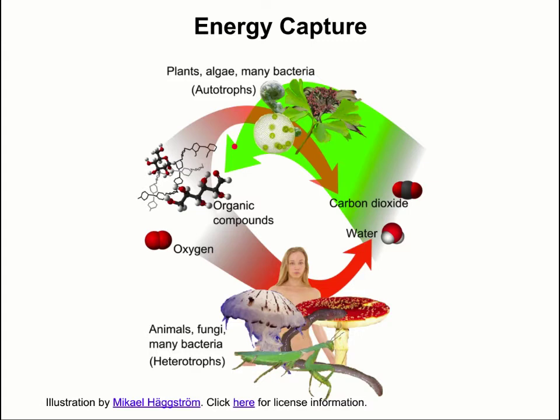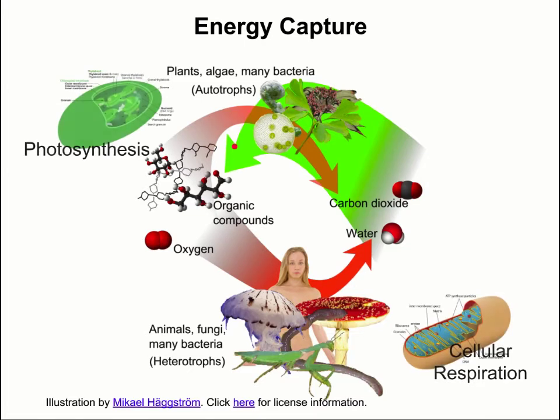Photosynthesis happens in chloroplasts of plants, while cellular respiration happens in mitochondria. So this diagram shows us that chemicals basically cycle back and forth between chloroplasts and mitochondria. Chloroplasts produce organic compounds and oxygen, which are then used by mitochondria. In liberating energy from organic compounds, mitochondria produce carbon dioxide and water, which are then used by chloroplasts.